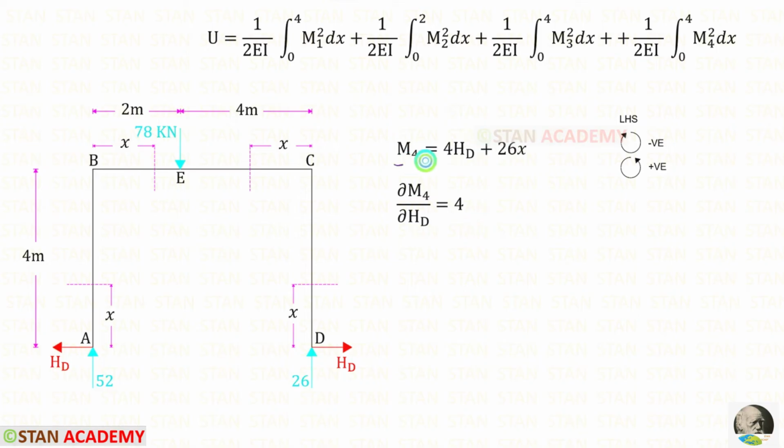Let us find M4. HD is acting in the clockwise direction so it will be positive and the distance is 4. So 4 HD. VD is acting in the anticlockwise direction so it is also positive and the distance is x. We can partially differentiate M4 with respect to HD. For HD it will be 1. Here there is no HD, so the differentiation will be 0. 1 into 4 it will be 4.